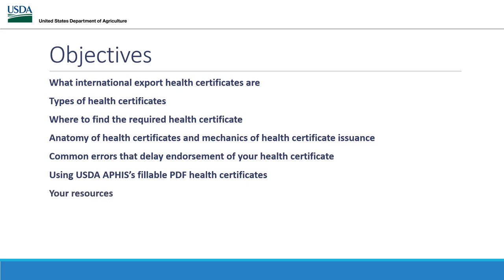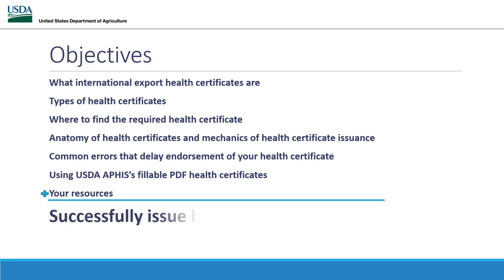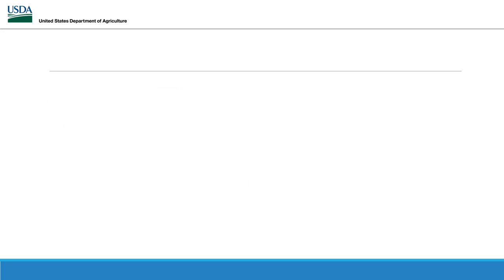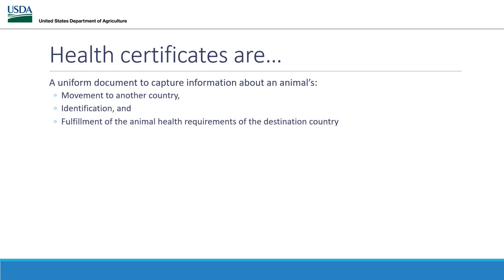Finally, we'll remind you of your resources in the international export of live animals so that at the end of this presentation, you'll know how to successfully issue a health certificate. Health certificates are a uniform document used to capture information about an animal's movement to another country. They include the animal's identification, so it's clear that document corresponds to that animal, and that the animal is meeting the destination country's import regulations.